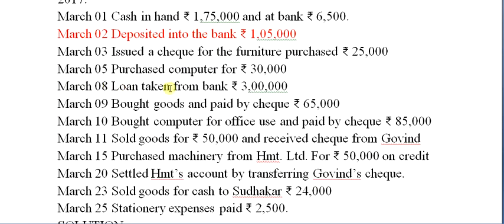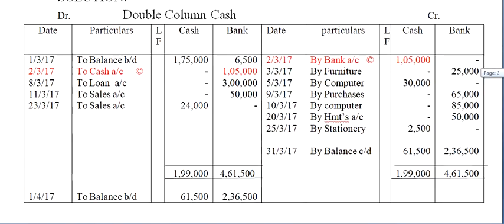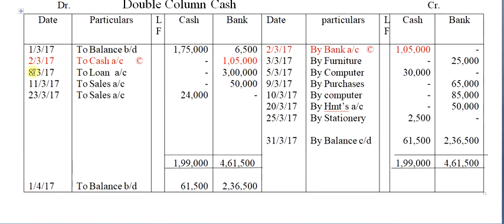Again March 8th, loan taken from bank rupees 3 lakhs. So 3 lakhs loan we have taken from the bank. So automatically what happens? Our bank balance increases. So it should be recorded under the debit side. So 8/3/2017, through the source of loan we are getting the amount of how much? 3 lakhs.